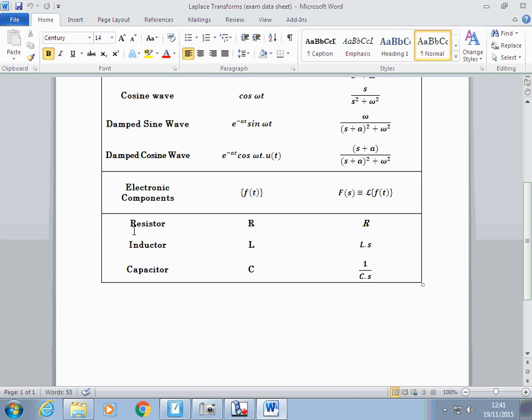If I've got some components like a resistor or an inductor or a capacitor in a circuit, then these will be the values we give them if we put them into a problem involving this S space. We transform them using a Laplace transform, in other words.